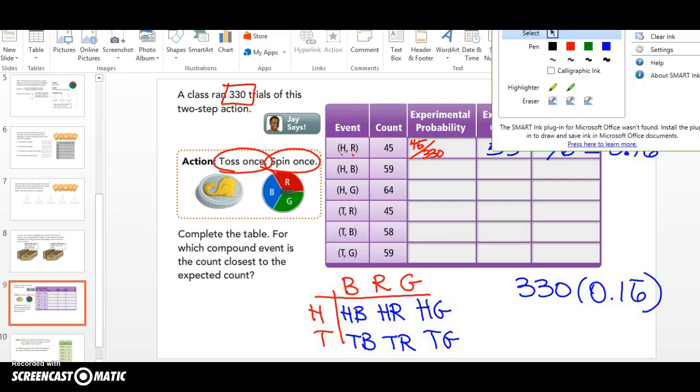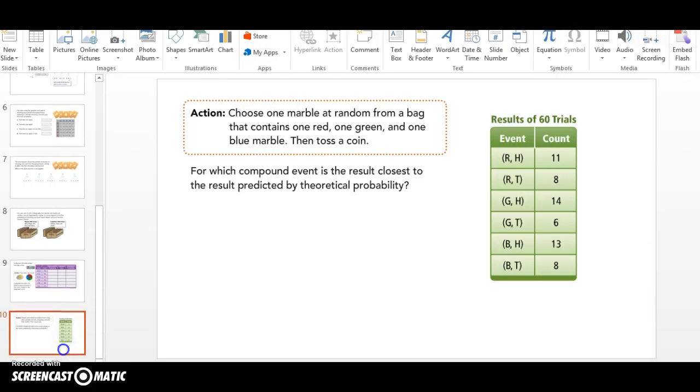All right, so let's go to the last slide. This is a new one. This one says choose a marble at random from a bag that contains red, green, and blue, and then toss a coin. So it's basically the exact same thing we just did, okay? So let's say that there are 60 trials. So if I would get, let's say, a blue and a tail, this is the exact same table as last time.